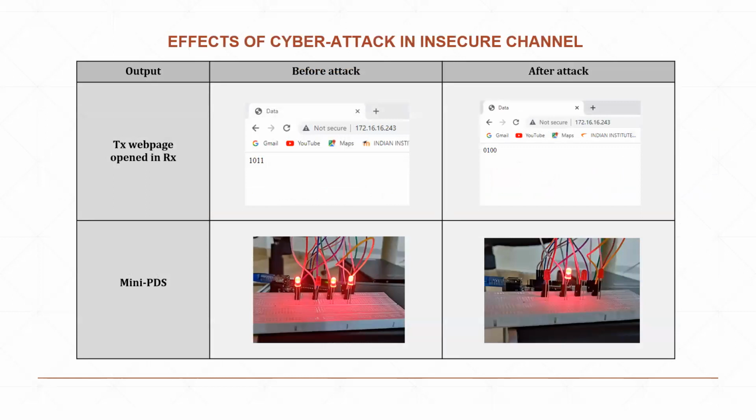This slide demonstrates the effects of this FDI attack on the insecure channel. We can observe the web page was loaded with false control bits 0100 hosted by the attacker's PC after the attack. And thus the LEDs are glowing according to those false control bits after the attack.